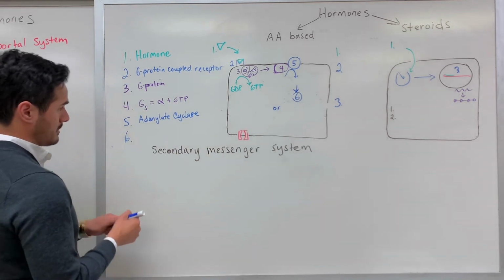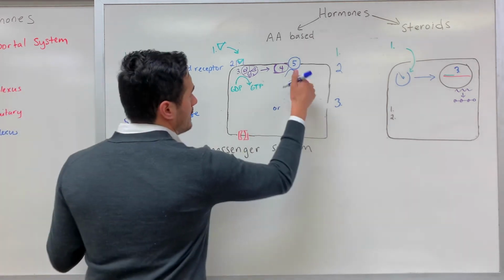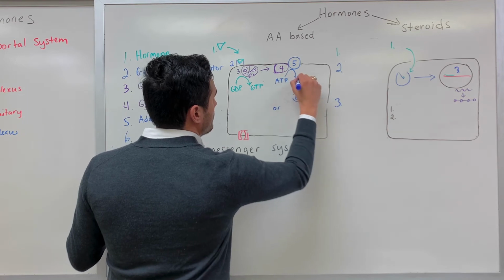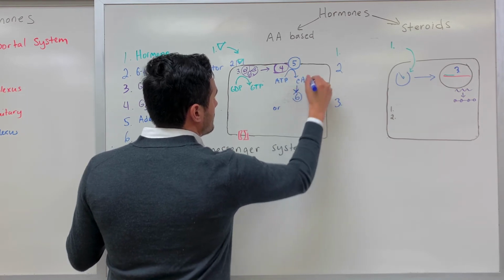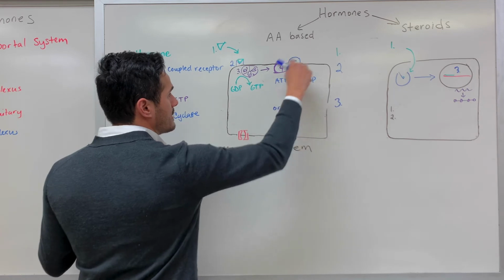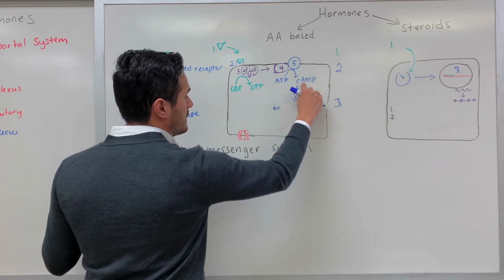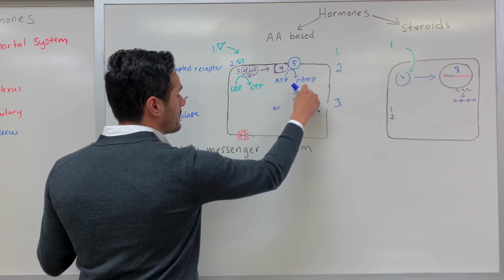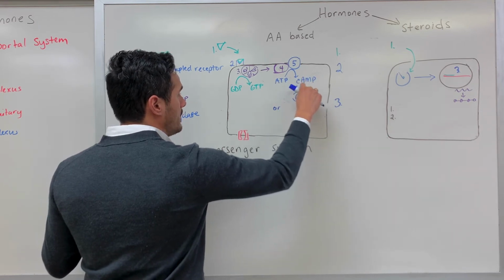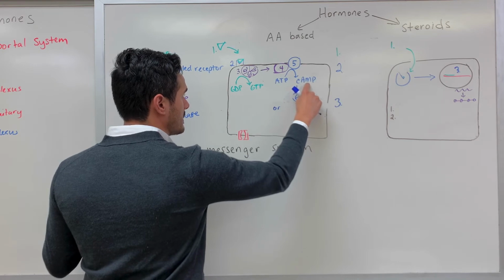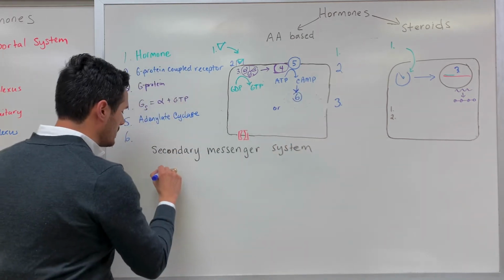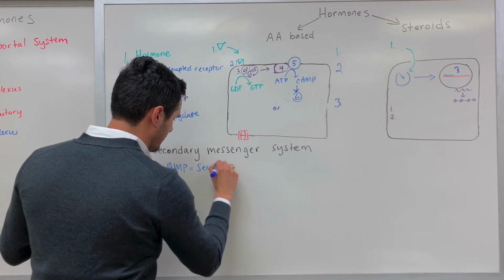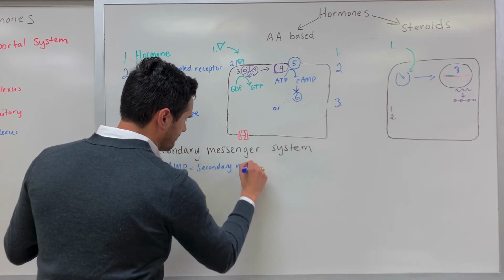And what adenylate cyclase does, I'm going to do this here in blue, is convert ATP into cyclic AMP. So adenosine triphosphate gets converted into cyclic adenosine monophosphate. So we're losing 2 of our phosphate groups. And once we have increasing levels of cyclic AMP, this is what's known as our secondary messenger.